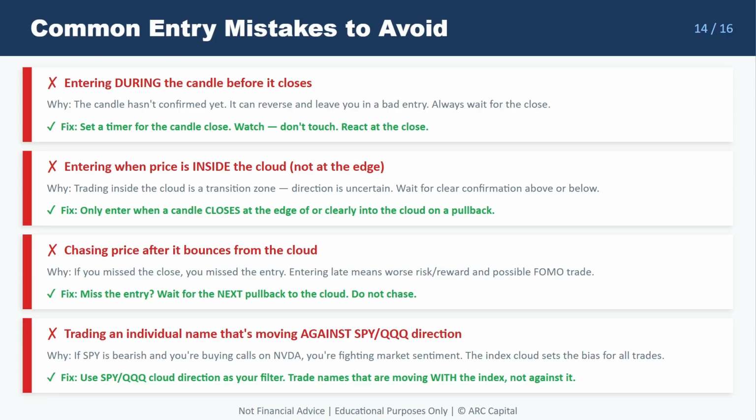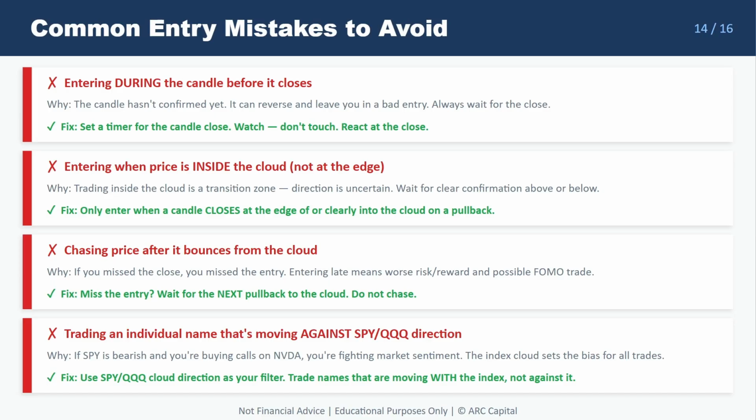Entering when price is inside the cloud, not at the edge. Why? Trading inside the cloud is the transition zone. Direction is uncertain. Wait for clear confirmation above or below. Fix: only enter when the candle closes at the edge or clearly into the cloud on a pullback. Mistake number 3 is chasing price after it bounces from the cloud. Why? You missed the close, you missed the entry. Entering late means worse risk to reward and possible FOMO trade. Fix: miss the entry, wait for the next pullback to the cloud. Don't chase. Even in trendy days, guys, there will be multiple pullbacks, right? So just try your best to not get in if it's not at the cloud. It's going to save you more times than pay you, right?